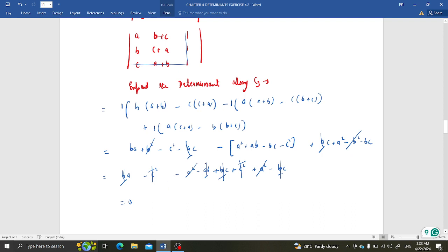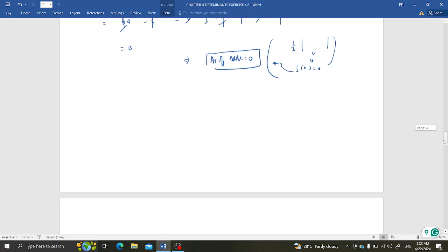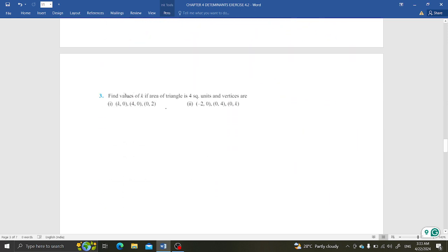If this determinant value is 0, it means that the area of triangle ABC is 0. Why so? Because we have 1 by 2 times the determinant, that is the area of the triangle, and if this part is 0, then 1 by 2 into something has to be 0. That's why this area has to be 0. I hope you understand. If you have any doubt in any step, you can comment. Now move on to the next question.